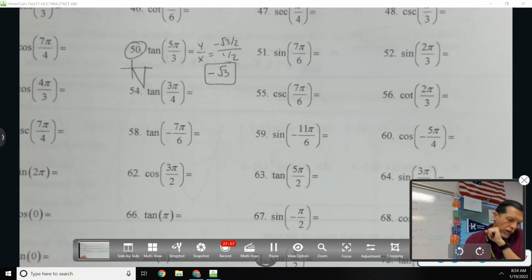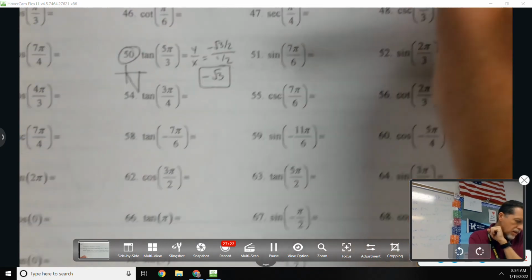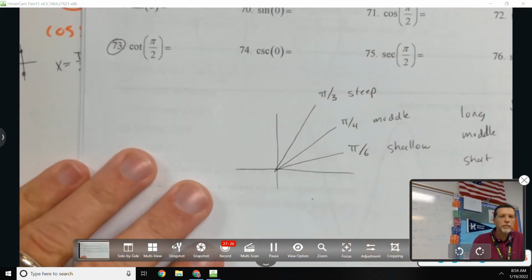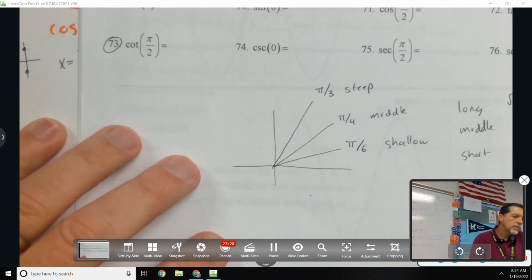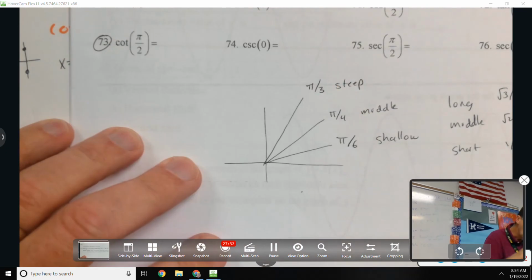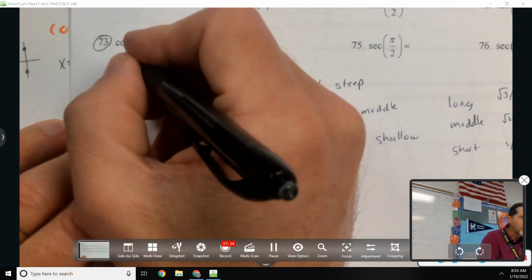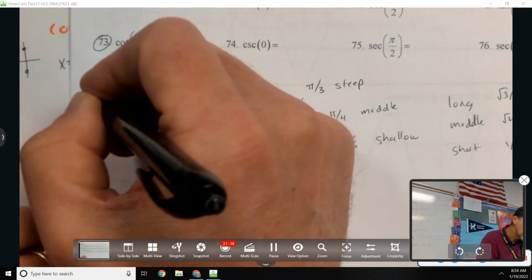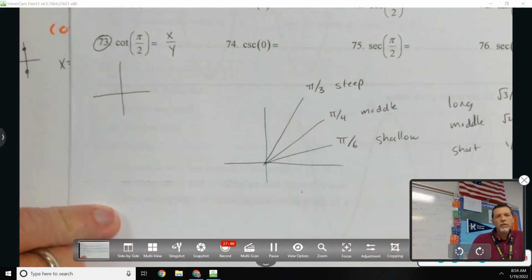How about one of the quadrant markers? Sometimes that throws people off. Like cotangent of pi over 2, number 73. Sine is the y coordinate, cosine is the x coordinate. Cotangent is the flip of tangent, so it's x over y. What quadrant is pi over 2 in? It's the top left. Good.